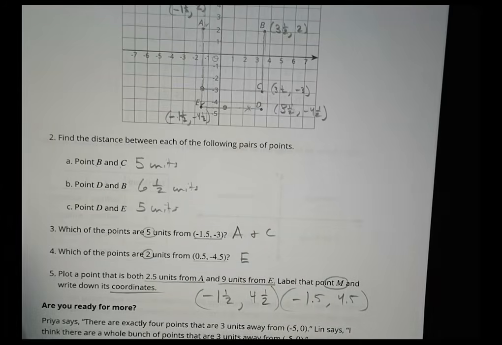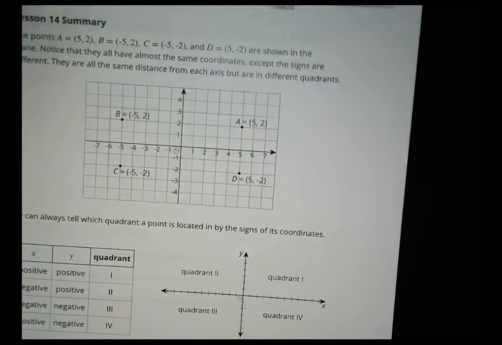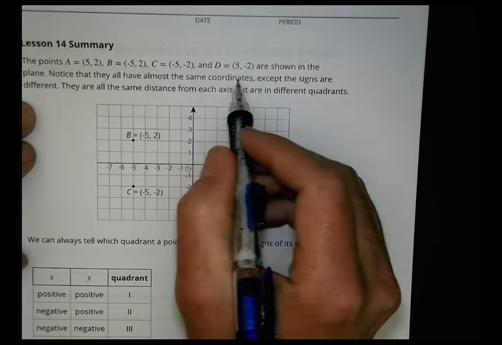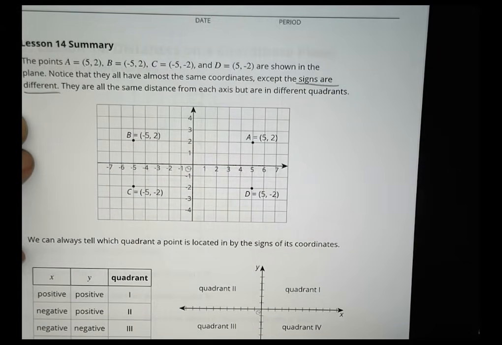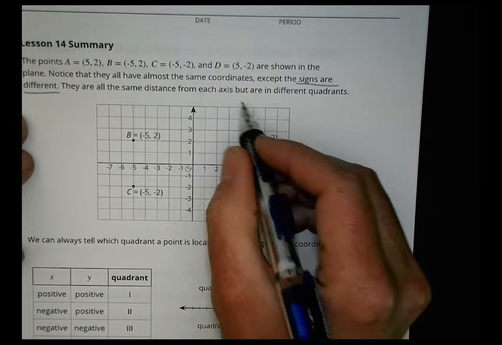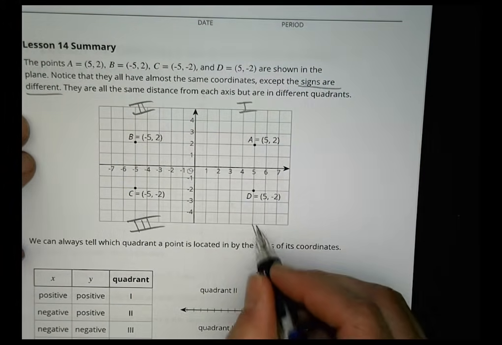Okay. All right. Looking at the summary real quick. The points here, A, B, C, and D, are shown in the plane. Notice they all have almost the same coordinates, except the signs are different. They're all the same distance from each axis, but are in different quadrants, right? So they're a different way because of different quadrants here. Again, quadrant 1, quadrant 2, quadrant 3, and quadrant 4.